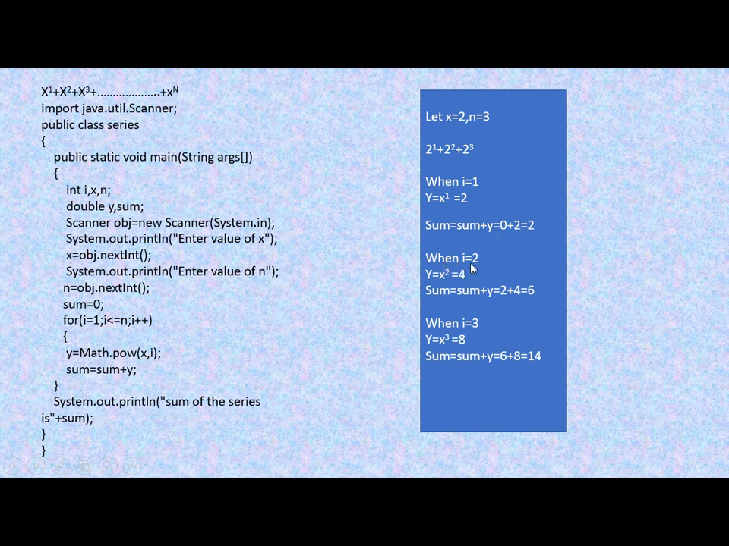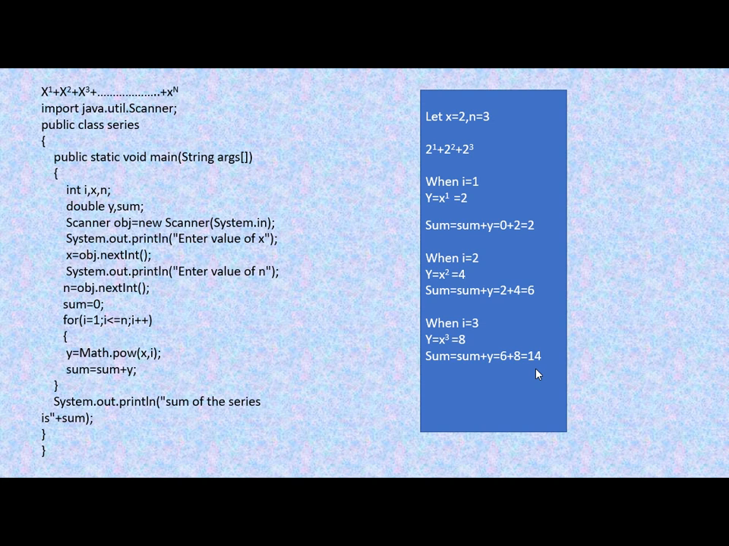Now when the value of i becomes 2, what is y? y equals x square, so that is equal to 4. And what is the value of sum? Sum equals sum plus y. So here our previous value of sum is 2, so that will be 2 plus 4, that is equal to 6. Now when the value of i becomes 3, y will be x to the power of 3, that is equal to 8, and sum will be sum plus y, so that is 6 plus 8, that is equal to 14. So this is how the series program will get executed.